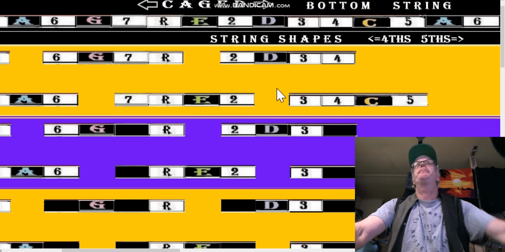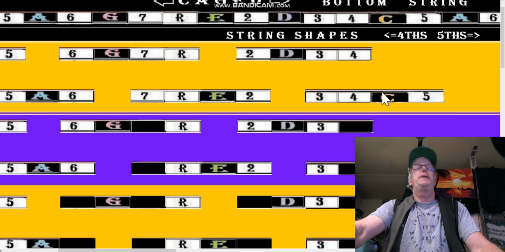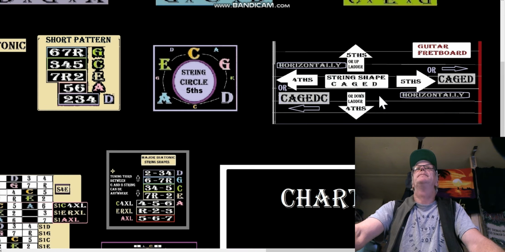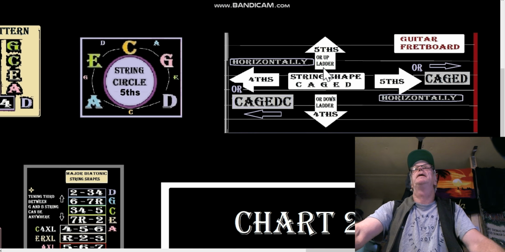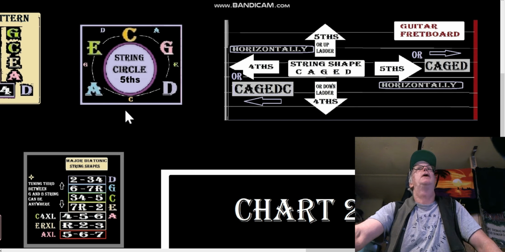How does that work? Let's look at C. The 4th of C is actually E in string shapes. Why is that? Okay, I'm just razzle-dazzling you with yesterday's chart, but we've got here a mobility argument, right? So the 4th of C is E because 4ths go counterclockwise on the string shape circle, and the 5th of E goes to C, not B, because it goes clockwise on the string shape circle.